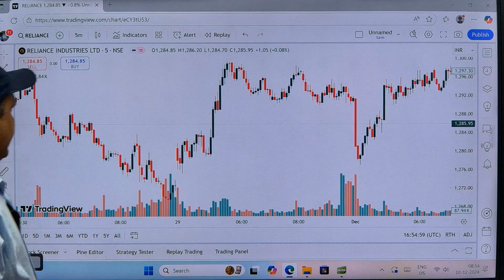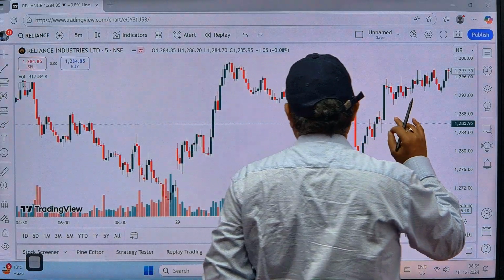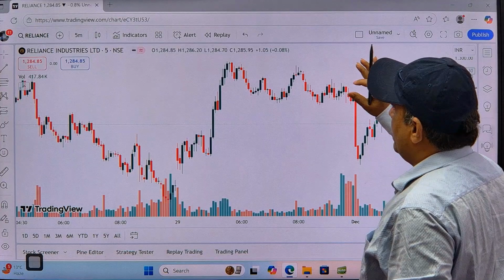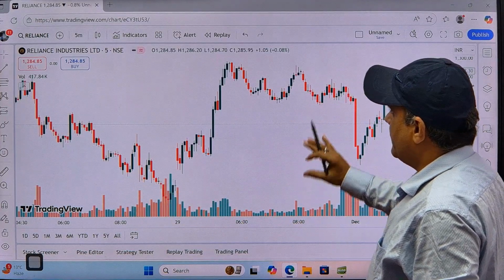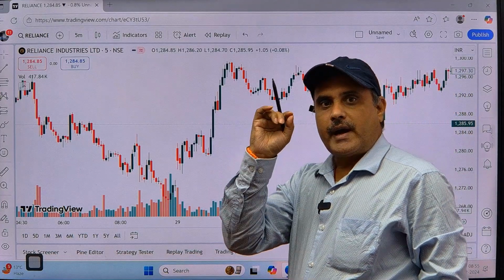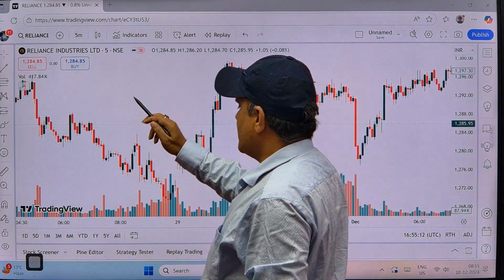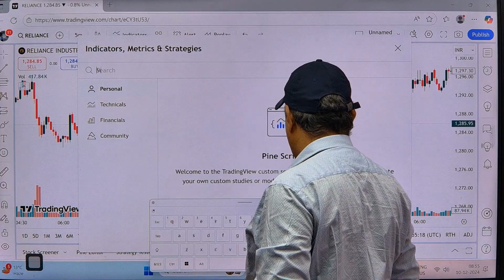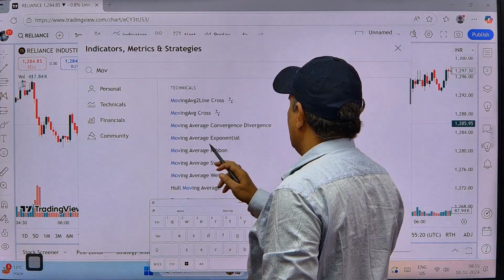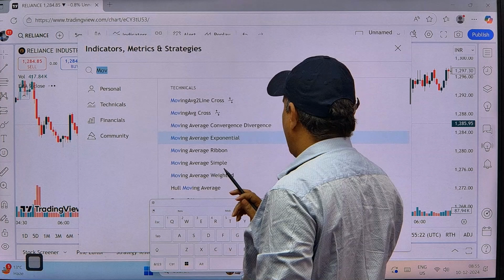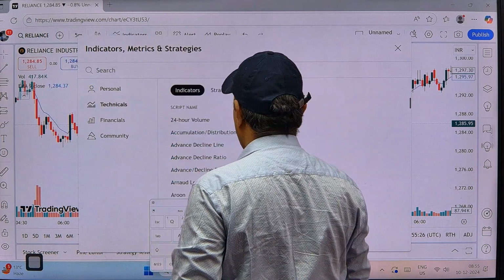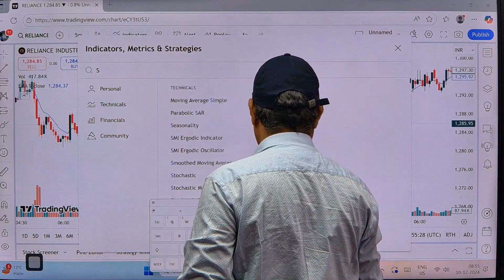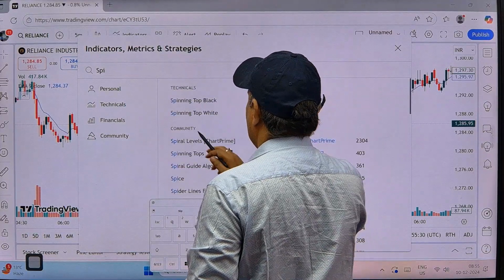We have opened the TradingView chart. In that chart, there is one indicator, the volume indicator, already placed here. Now we are going to add two more indicators. First indicator, moving average exponential, and the second indicator we are going to find here: spinning top, SPI, spinning top white.